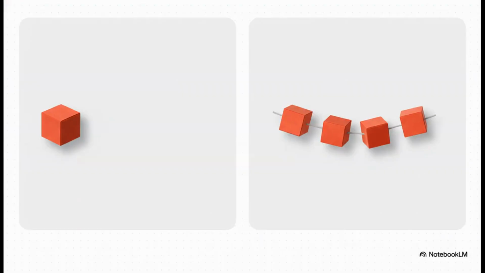A char, short for character, is like one single building block. It's just one letter, A, and it takes up a tiny, predictable amount of memory. But a string is literally a string of those blocks tied together. So its size in memory completely depends on how long the word is.